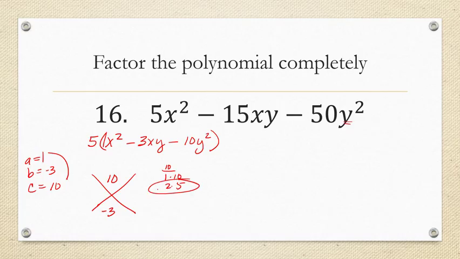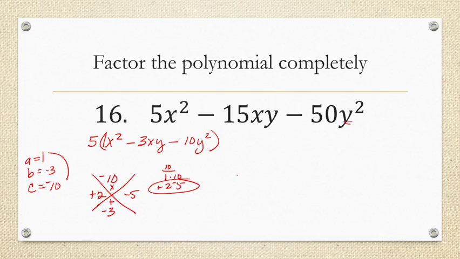We're going to use 2 and 5. This will be negative. This is positive. So plus 2 minus 5. Do they add together to give me negative 3? Yes. Do they multiply together to give me a 10? No. Oh, this should be a negative 10. Pardon me. This is a negative 10. Okay, now it works.